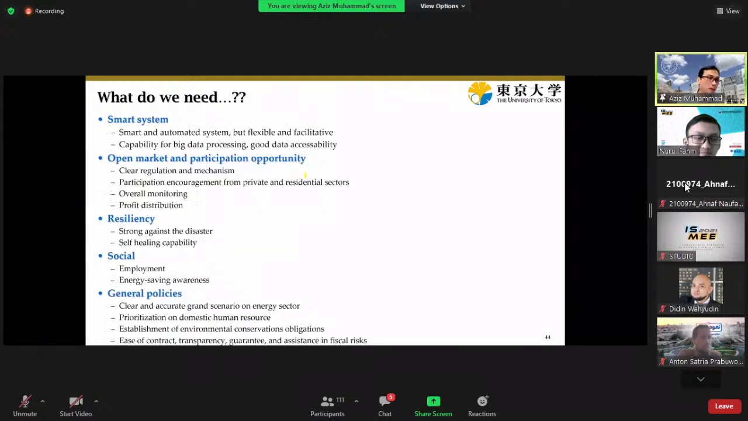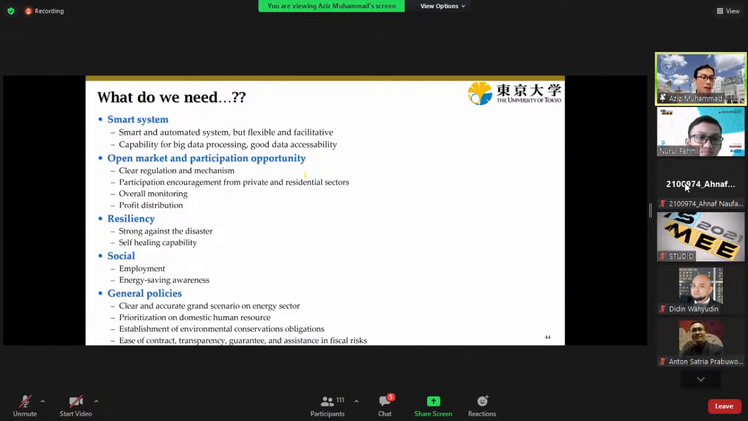And also about talking about the smart systems, talking about the market transformations. So the market must be open. Market must be accessible to all of the stakeholders in case that we would like to improve the energy equity in our energy systems. And also talking about the resilience, and also finally about the policies.